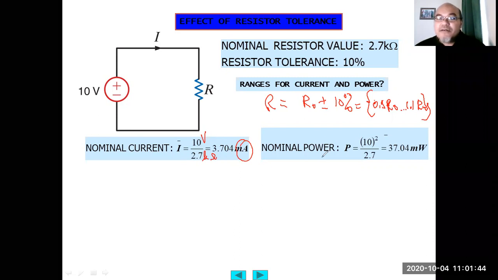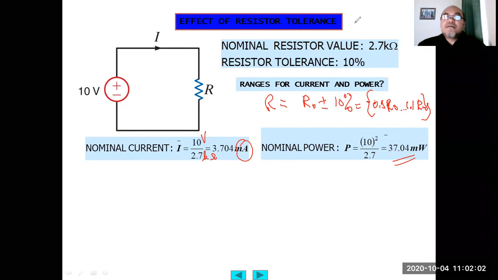So the nominal power when the resistor is at 2.7 kilo ohm will be equal to 10 square V square divided by that nominal R0, or 10 square divided by 2.7. This equals 37.04 milliwatt.